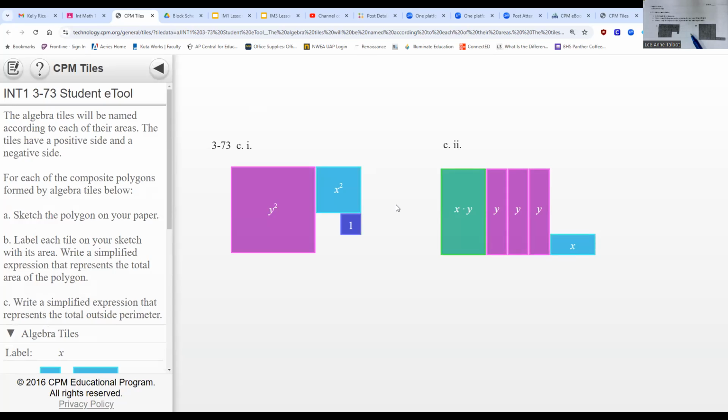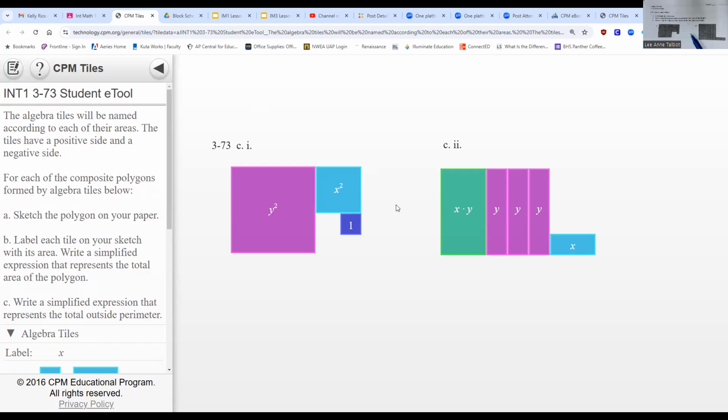Okay, next. Big rectangle, long rectangle is a y. And its area is 1 times y, which is y. So far, we have covered: little square is a 1, little rectangle is an x, long rectangle is a y.